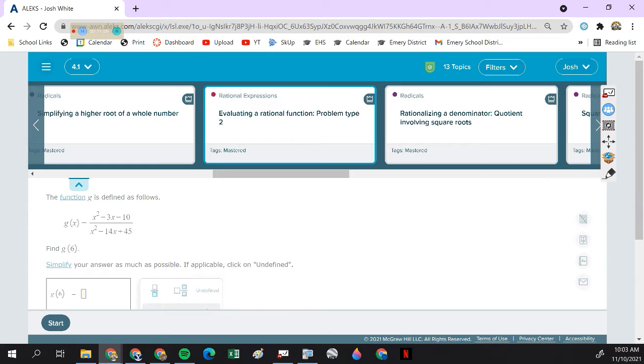Okay, for this problem, all you have to do is plug in 6 and then simplify the fraction when you're done. What if you get something like 8 divided by 0? That is undefined, right? Why can you not divide by 0?